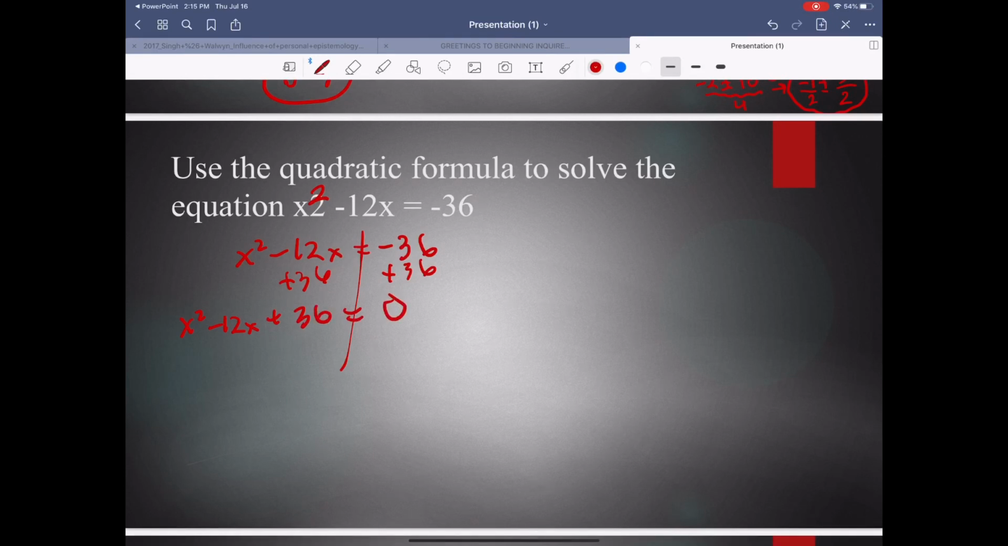All right, so now that I see that all my terms are on the same side, I could label it. This is A, B, and C. Now, even though there's not a number in front of the x squared, you gotta remember that this is 1. So A equals 1, B equals negative 12, and C equals 36. Now, I'm gonna use these numbers to do my quadratic formula. So x equals negative b plus or minus the square root of b squared minus 4 times a times c, all this divided by 2a. So insert.